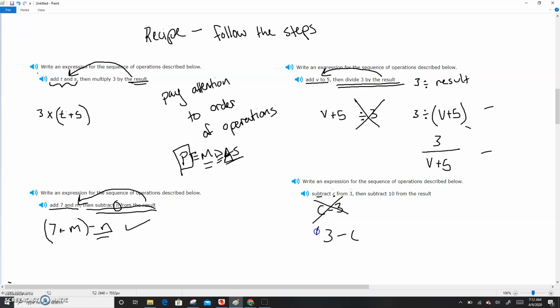That's our first step. Put that in parentheses. And then subtract 10 from the result. So we have the result, and we're taking away 10. It'll look like that.